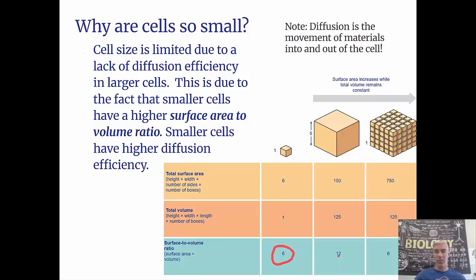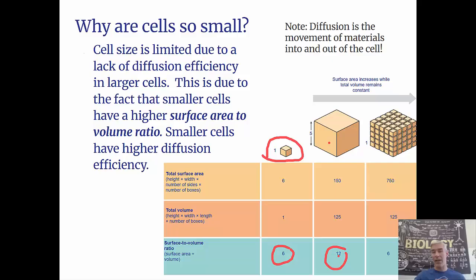Let's take a larger cube, a 5 by 5 by 5 cube. The total surface area is 5 times 5 times 6, which is 150, divided by 5 cubed, which is 125. When you do that calculation, you get 1.2 as the value, a lower surface area to volume ratio. So which of these two has a higher surface area to volume ratio? That's right, the smaller cube.